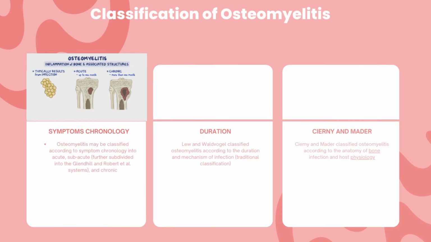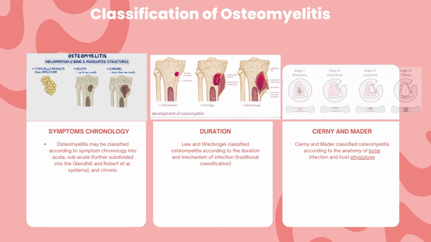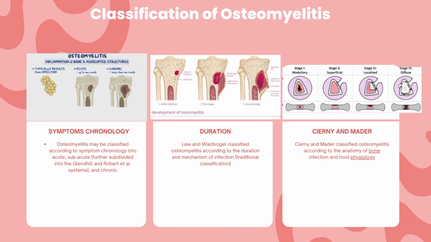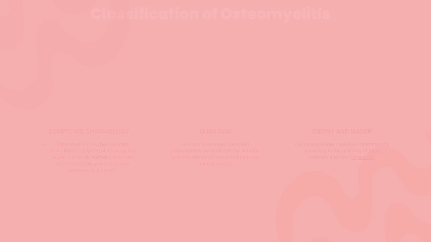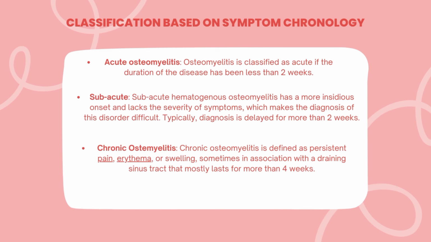Osteomyelitis can be classified in many ways, based on symptom chronology, duration, and the Tierney and Mader classification. For symptom chronology it is divided into acute, subacute and chronic osteomyelitis. For acute, the disease has lasted less than 2 weeks. For subacute, usually it is hematogenous osteomyelitis, where there is a lack of symptoms and it is delayed for more than 2 weeks. For chronic, it is defined as persistent pain, erythema or swelling, mostly lasting more than 4 weeks.